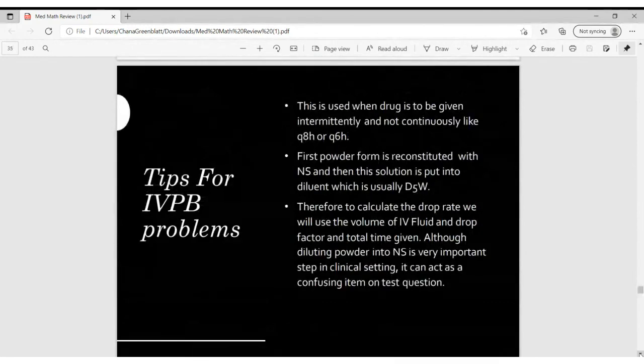Things to remember when going through IV questions is that your professor might want you to determine total quantities and then divide by the appropriate amount of hours. So if it's every 6 hours, you would divide by 4. And if it would be every 8 hours, you would be giving that 3 times a day.